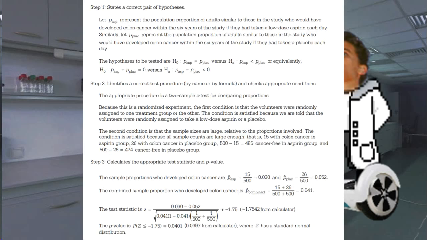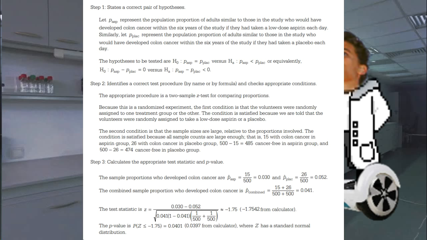Now for this question, we're going to use a test. So to start, you're going to list out your P1, which is the proportion of people who took low-dose aspirin and got cancer, and your P2, the proportion of people that took the placebo and got cancer. Then you list your hypotheses. P1 minus P2 equals 0 is your null, and your alternative is P1 minus P2 is less than 0. Now the name of the test is a two-sample test, and your assumptions and conditions are random and large enough. We know that it's random because it states so in the question, and we know that it's large enough because 15 out of 500 and 26 out of 500 are both large enough.